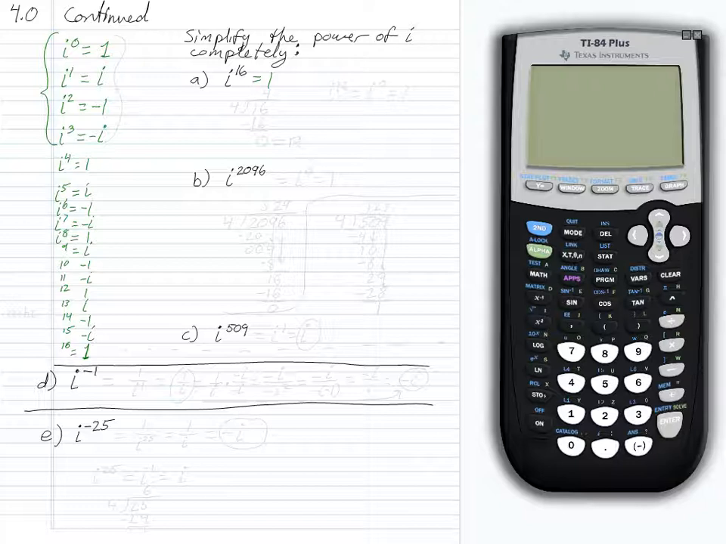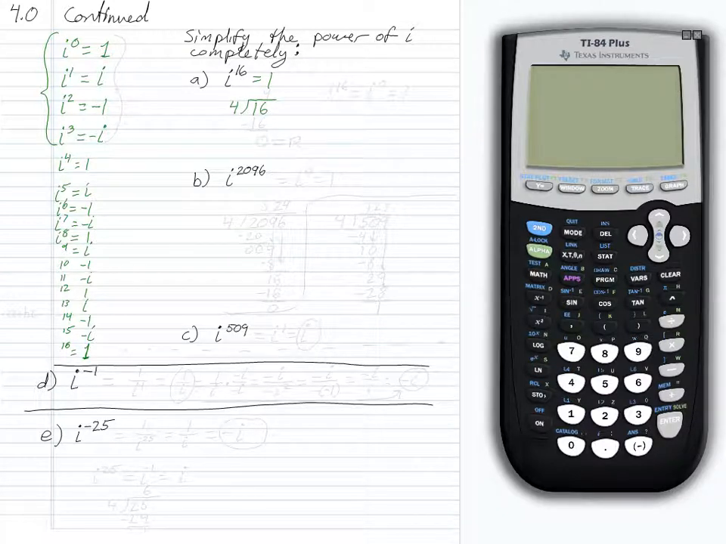Well, that was quite a bit of work, and it would not be very helpful if I wanted to solve the second problem that we see here, when I have an extremely large power, such as i to the 2096. So what I'll do instead for these types of problems is I'll take 16, divide that by 4, and see what the remainder is.